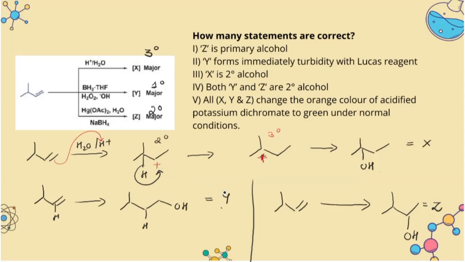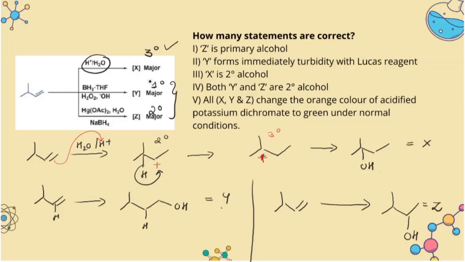So we are getting three different alcohols. Remember, with water in acidic medium, there is a possibility of rearrangement. These two, no rearrangement. But one is anti-Markovnikov hydroxylation. The other one is Markovnikov hydroxylation. Now, let's read the statements.